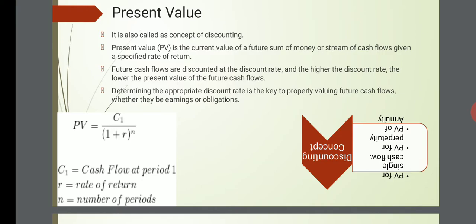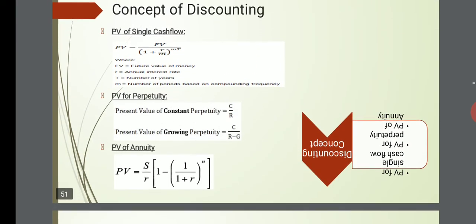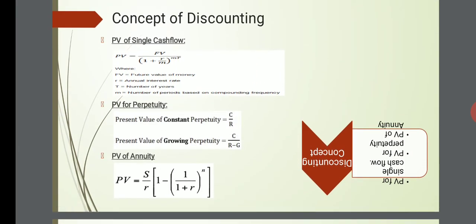It is a discounting concept. Concept of discounting: present value is equal to future value upon (1 + R/M)^(M*T), where M is the frequency of compounding.